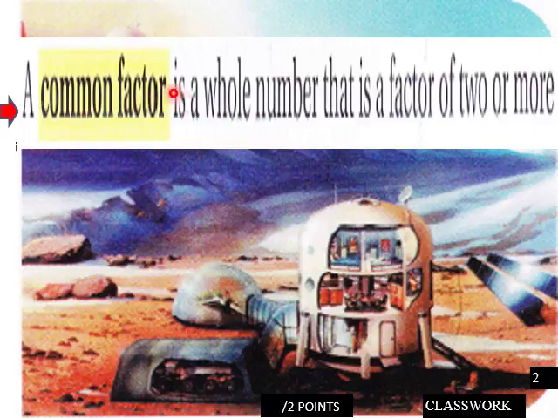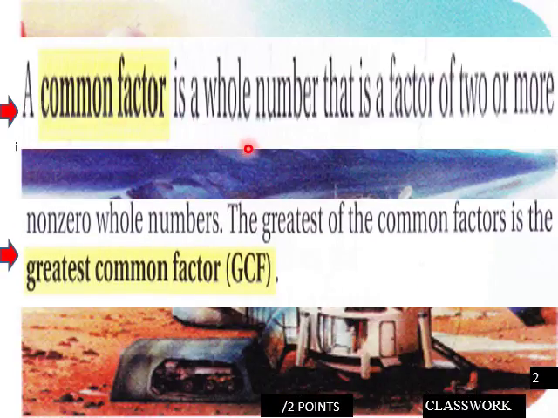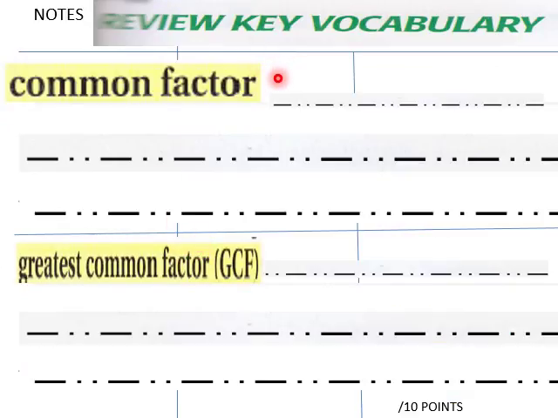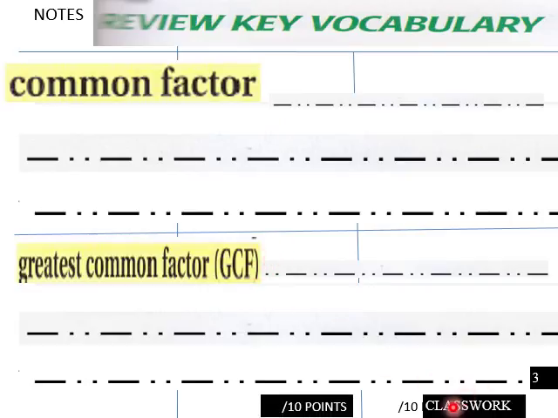A common factor. Let's go into some vocabulary here before we tackle that problem. A common factor is a whole number that is a factor of 2 or more non-zero whole numbers. The greatest of the common factors is the GCF, or the greatest common factor. Students, in your own words, define common factor and define greatest common factor. This is your classwork, page 3 in your classwork sheet.